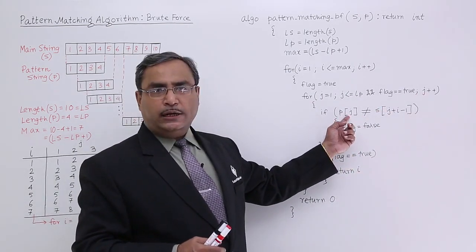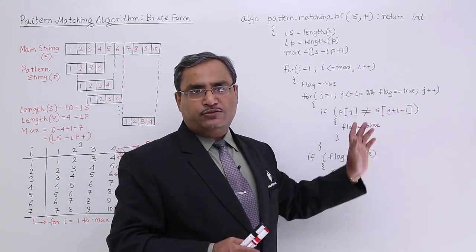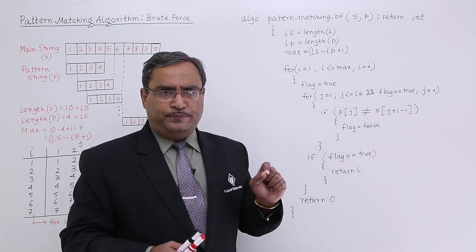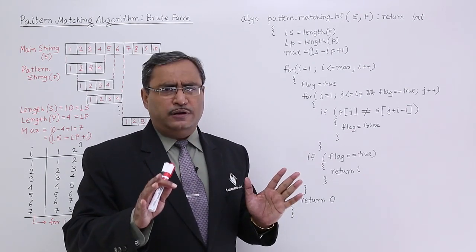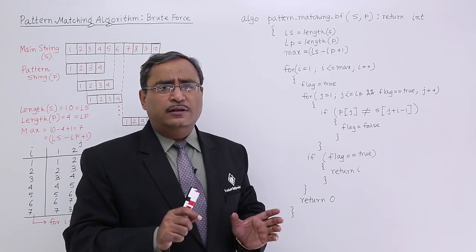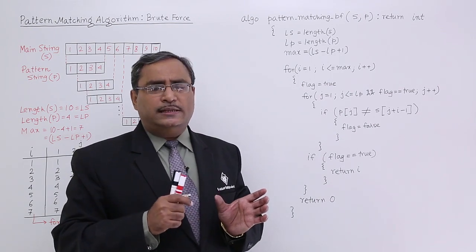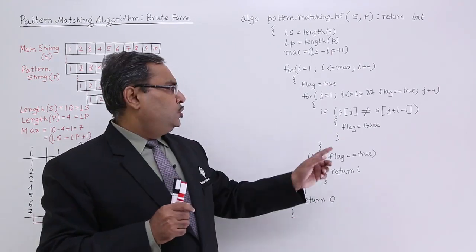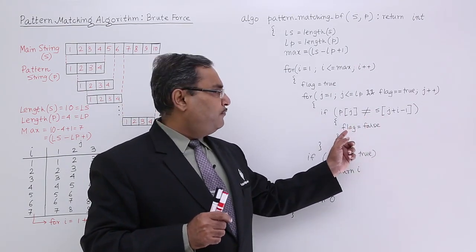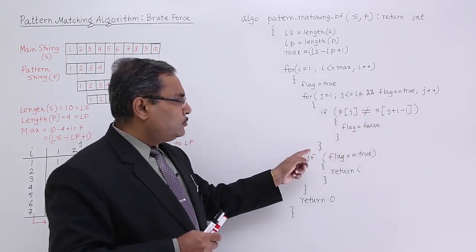So the jth character of the pattern will be compared with the (j plus i minus 1)th character of the main string. If I find a mismatch once, that is enough to decide that the pattern is not there. If I find a single character mismatching, why should I go on searching for the rest? Why should I compare the remaining characters in the pattern? Obviously I should shift. So when not equal occurs, I make flag equal to false. When the flag becomes false, this loop cannot execute for the other characters of the pattern, so it will come out.